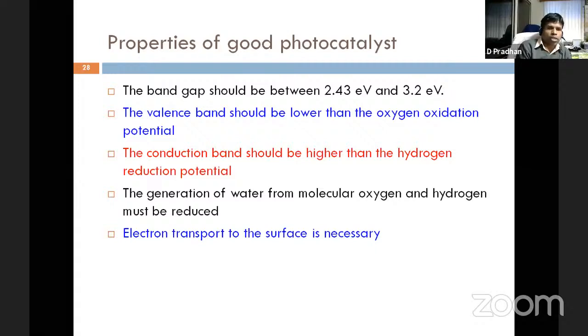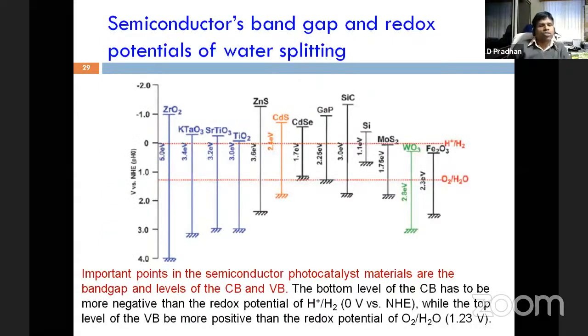And generation of the water from molecular oxygen and hydrogen must be reduced, and electron or hole transport to the surface is certainly needed. So here are the semiconductors that have a potential for water splitting. As you see, many of these semiconductors have their reduction potential above 0, that means below the 0 on the negative side versus normal hydrogen electrodes.